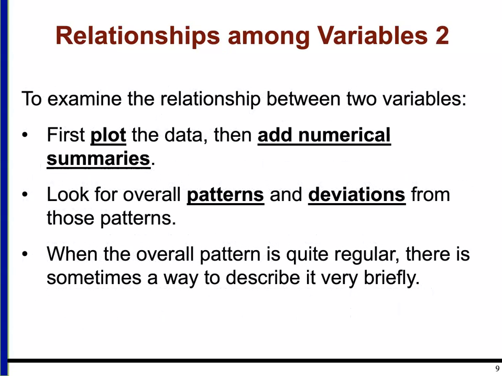So in order to examine relationships between two variables, we first want to plot our data and then add our numerical summaries, either the mean and the standard deviation or the 5-number summary. We want to look for overall patterns and deviations from those patterns. And if the overall pattern is regular, then sometimes there's going to be a way for us to describe it briefly.